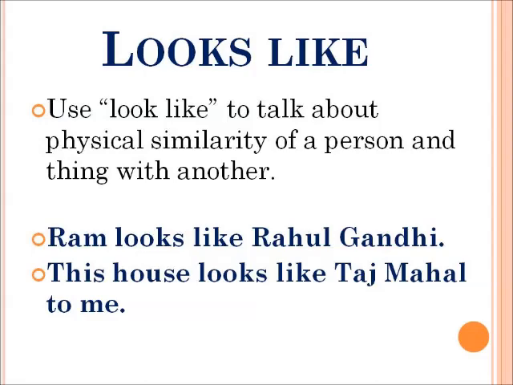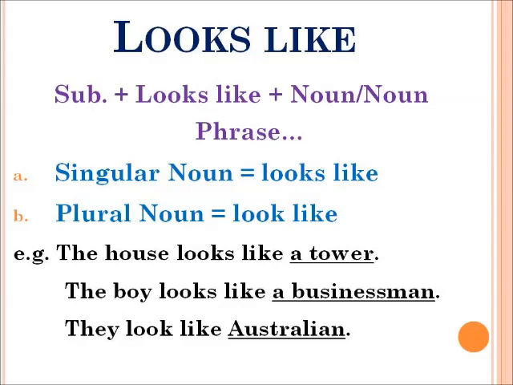So we use look plus adjective, right? We said she looks beautiful, he looks excited. We used adjective with look, but with look like or looks like, we don't need to use an adjective. Rather, we need to use a noun, and sometimes we can use a noun phrase too. For example, this house looks like the Taj Mahal to me, right? So you can see the structure with looks like: subject plus looks like, or we can use look like also, no matter, plus noun or noun phrase.